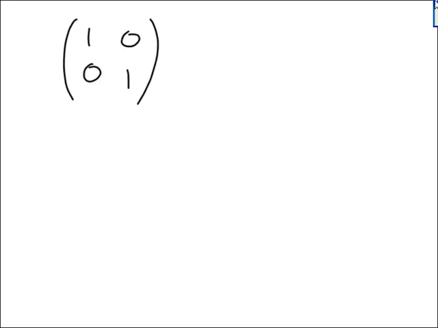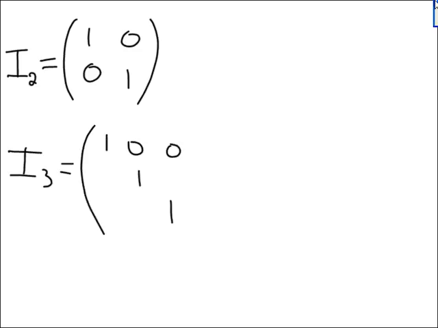Since this is 2 by 2, in this section, we're only going to talk about square matrices. A matrix is square if the number of rows and the number of columns are the same. This is our 2 by 2 matrix, so we call it I2. Identity matrices are always square. I3 would be, well, you put ones on the diagonal, so it'll be a 3 by 3 matrix. You put ones on the diagonal and good old zeros elsewhere.